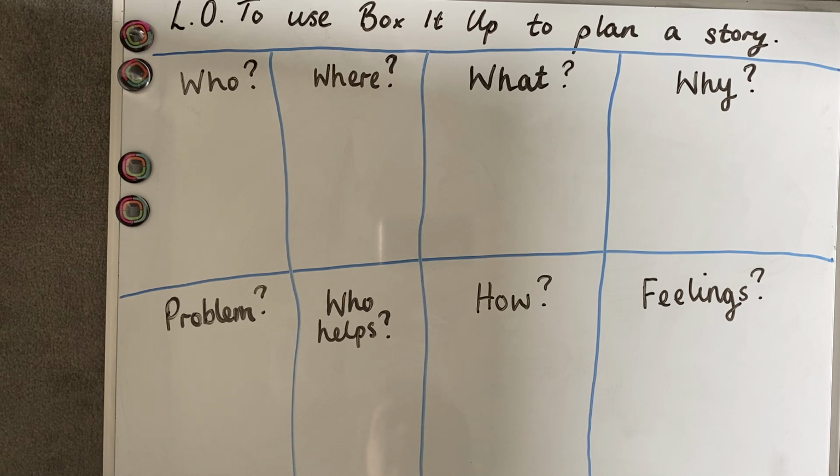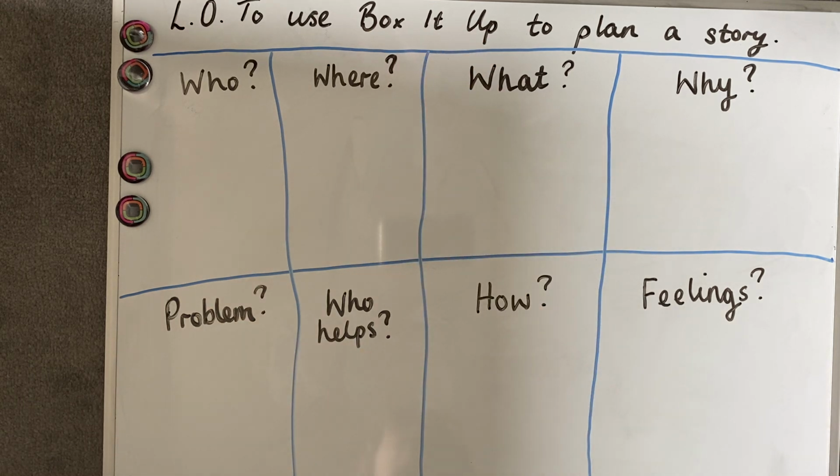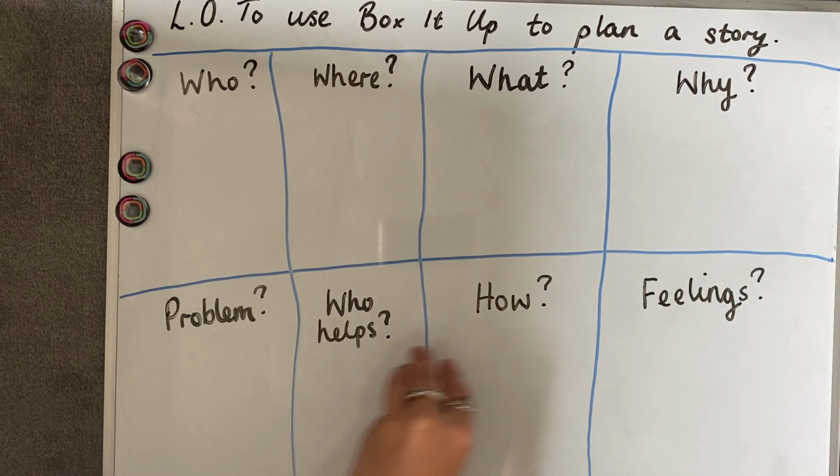But first up, when you come to write a story, you need to make sure you've got a plan. Okay, and we're going to use something called Box It Up to plan our story. Box it up is basically when you have lots of different sections, okay, in boxes that will contain information for the different elements of your story. And it's a good way to plan what you're going to do, who's going to be a part of it, what happens in the story, and how the characters are feeling, okay? So let's start off then.